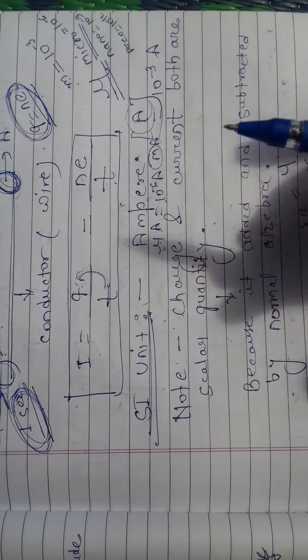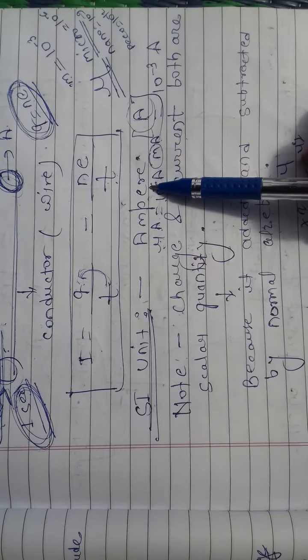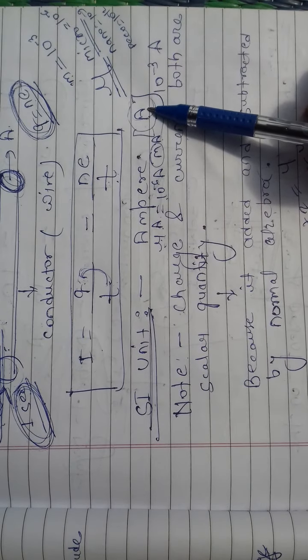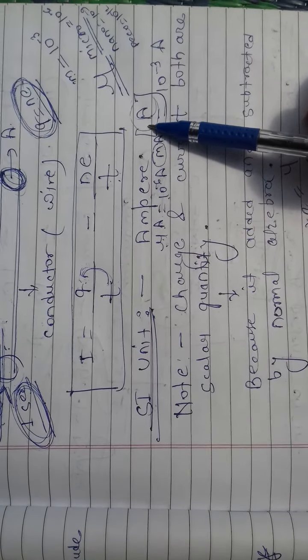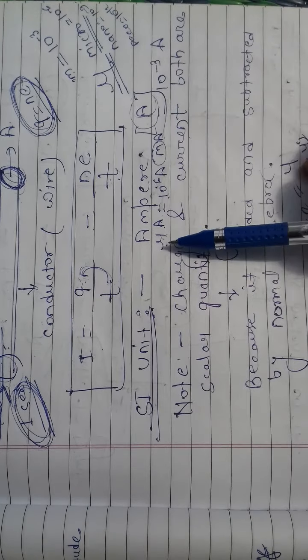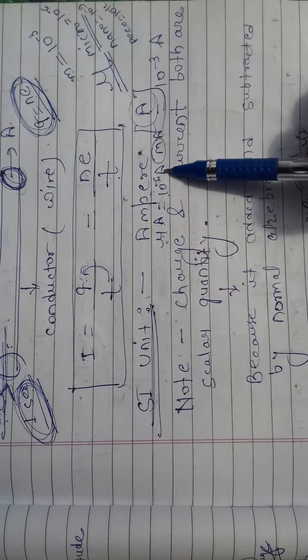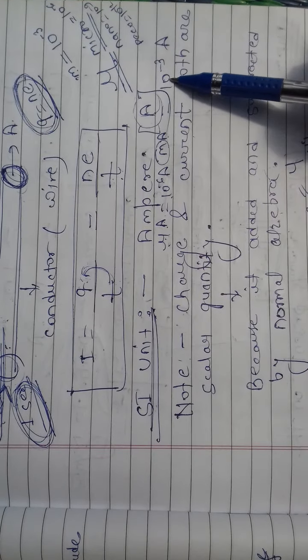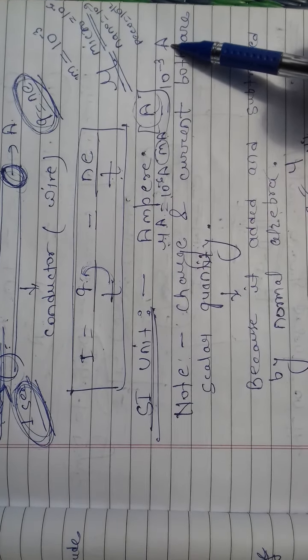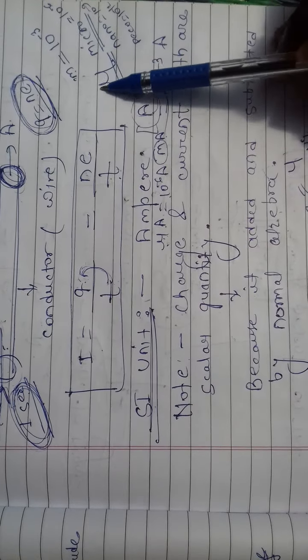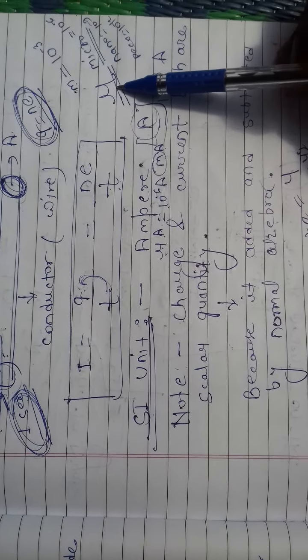Now see the SI unit. The SI unit of current is ampere, denoted by capital A. Since ampere is a very big unit, we always use microampere, which is equal to 10 raised to power minus 6 ampere, and milliampere, which is equal to 10 raised to power minus 3 ampere. This is the sign of micro, called mu.